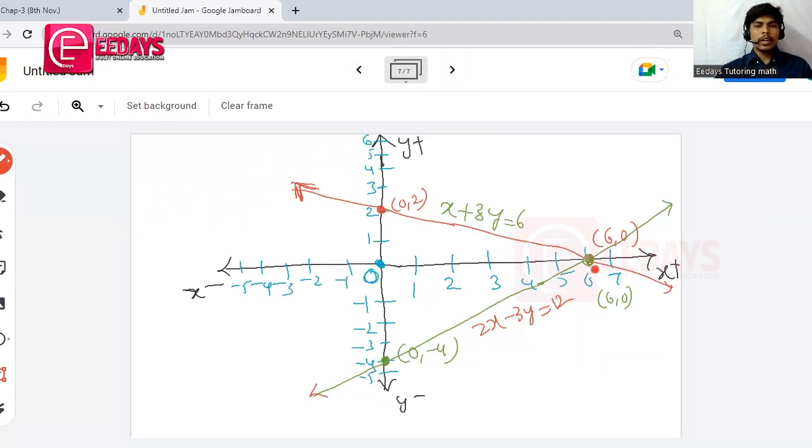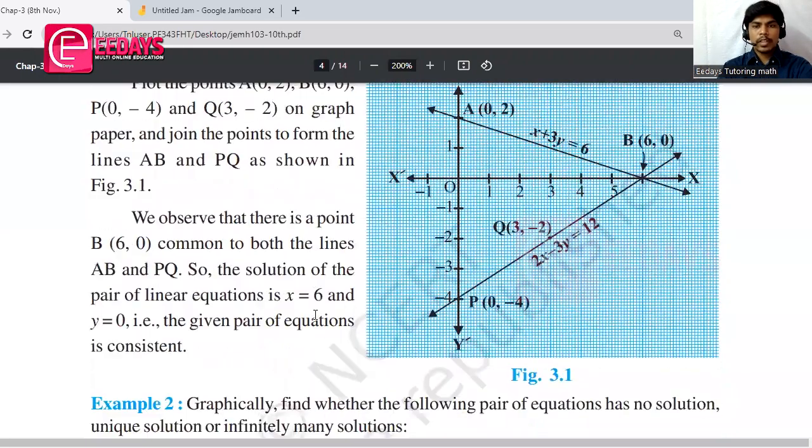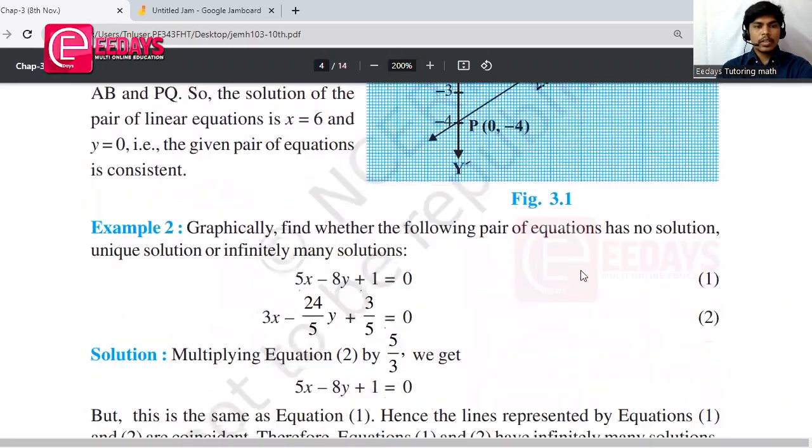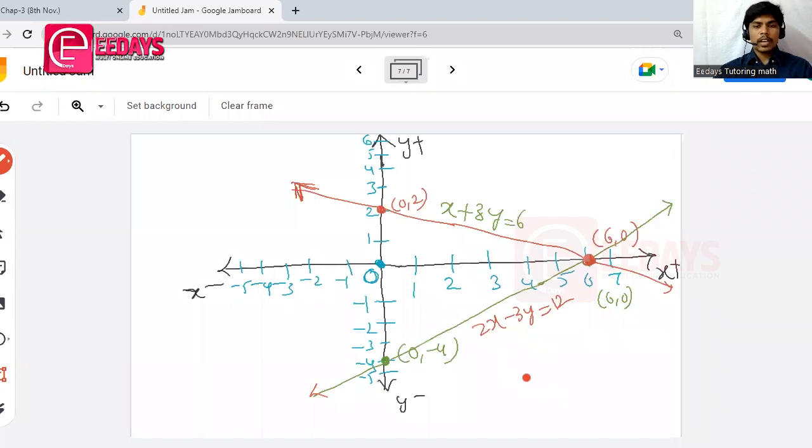They are meeting at this point. So 6, comma 0 is where they are intersecting at one point. Observe carefully, they are meeting at 6, comma 0. So there is a point 6, comma 0 common to both the lines AB and PQ. So the solution of the pair of linear equations is x is equal to 6 and y is equal to 0. The given pair is consistent. So we can conclude it has a unique solution, exactly meeting at one point.